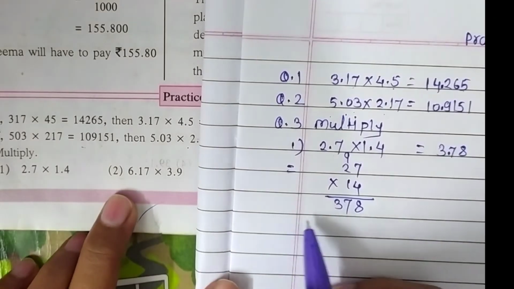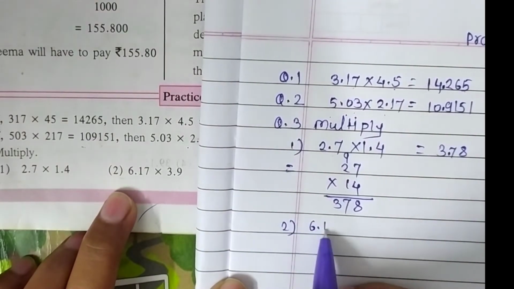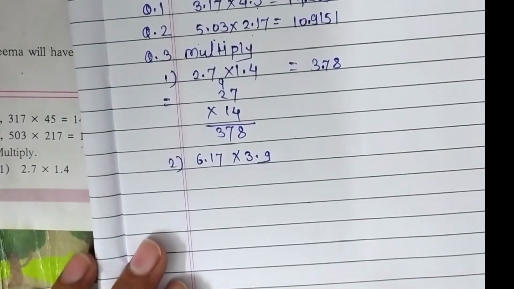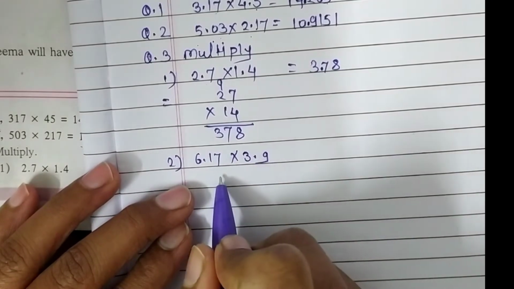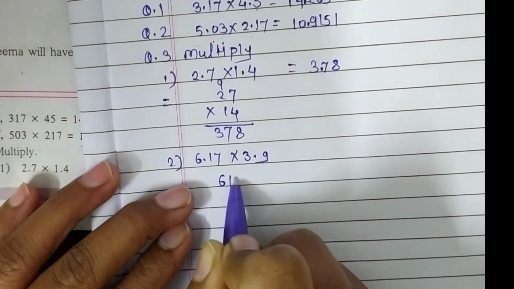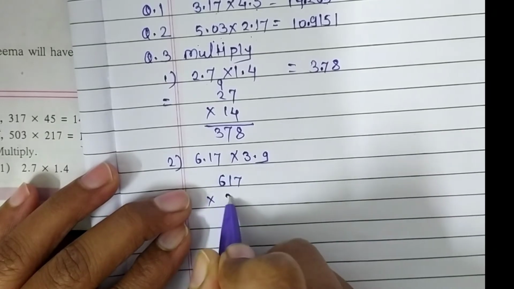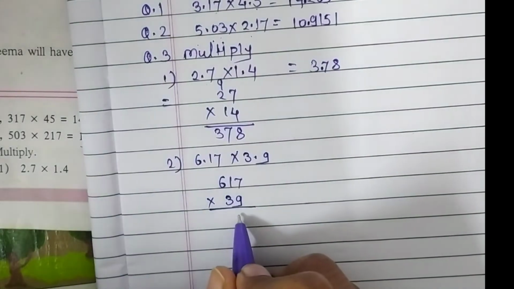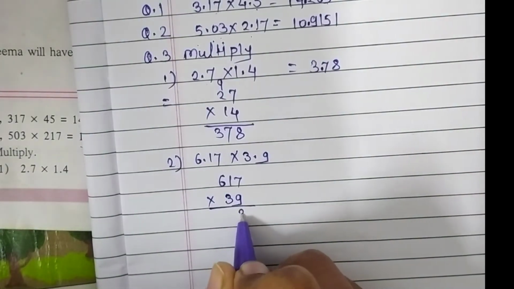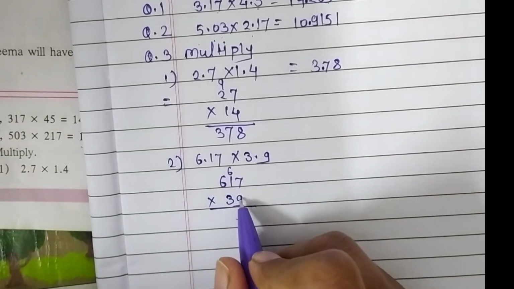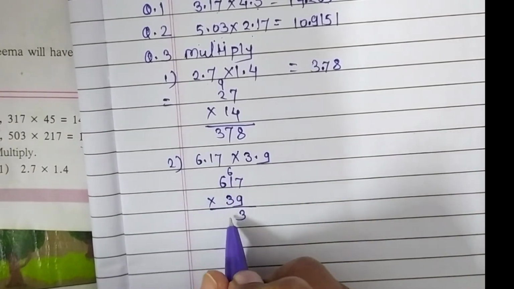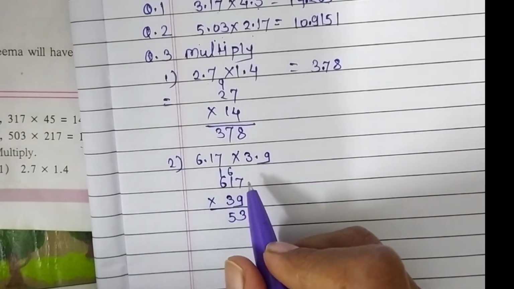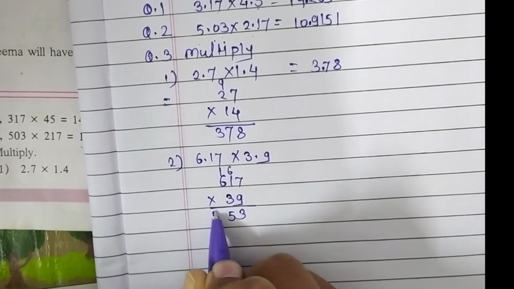The second question is 6.17 multiplied by 3.9. Now remove the decimal points and write the number and then multiply it. 9 sevens are 63. 6 is carry forward. 9 ones are 9 plus 6, it's 15. 1 is carry forward. 9 sixes are 54 plus 1, it's 55.